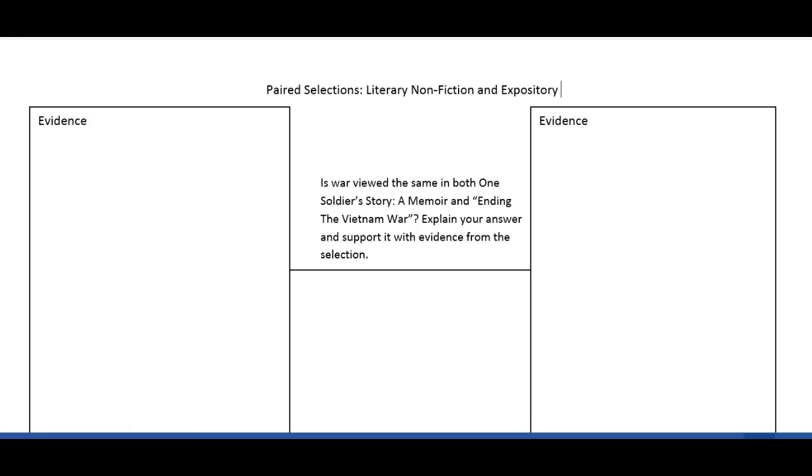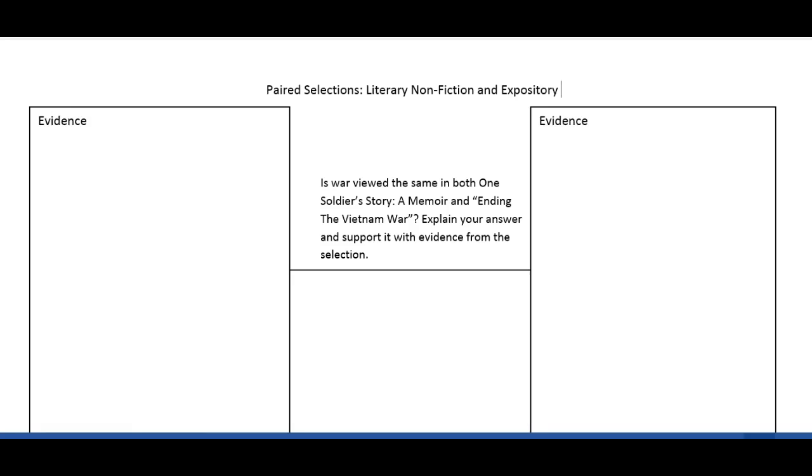When we're working with paired selections, we do our thinking a little bit differently. We, of course, have to start out by setting our focus, and that is looking at the question to determine what actual evidence we'll be looking for. The question is: is war viewed the same in both One Soldier Story, a memoir, and Ending the Vietnam War? Explain your answer and support it with evidence from the selection.